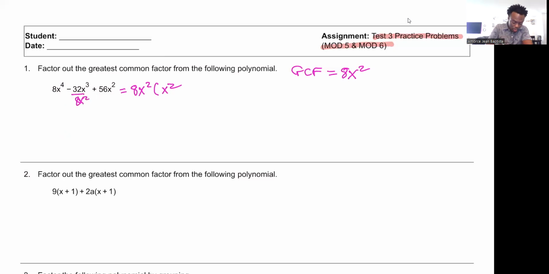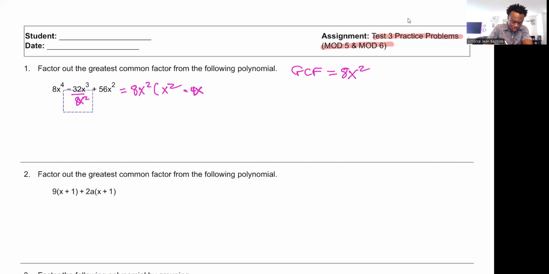So 32 divided by 8 is 4, so -4. And then subtract the exponent. 3 minus 2 is 1, so x. So that's -4x.